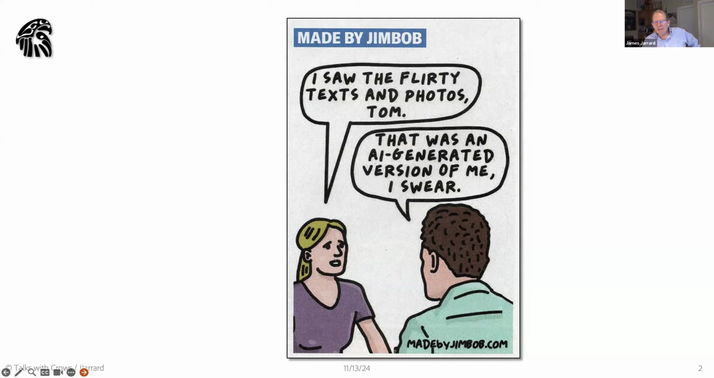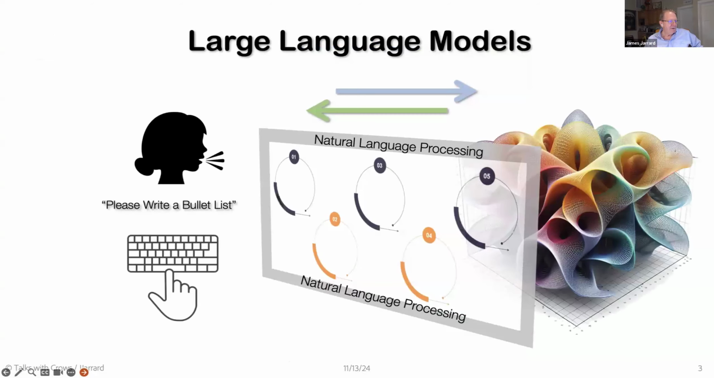Again, starting with a little humor here is a man and his wife, a husband and his wife together. I saw the flirty texts and photos, Tom, she's saying. And Tom is saying, that was just AI generated versions, I swear. So men have all this.